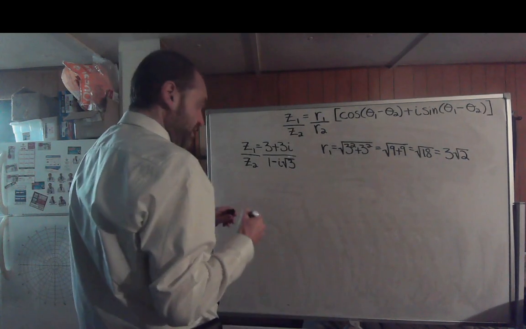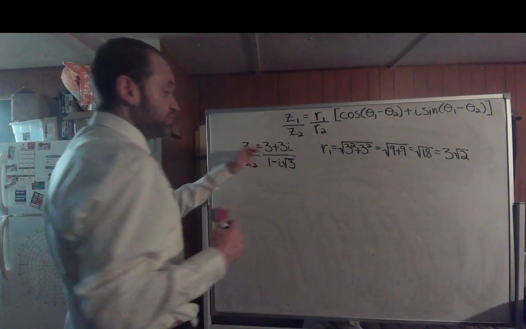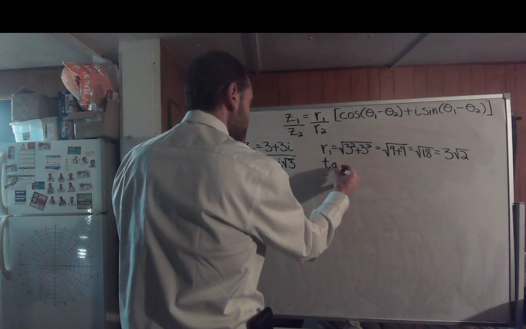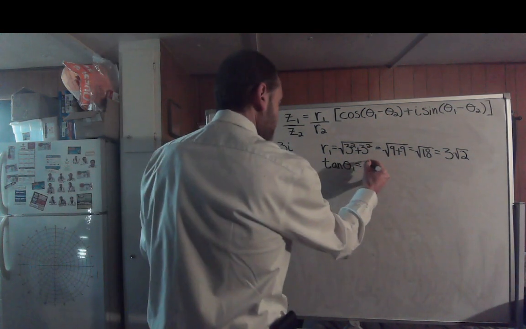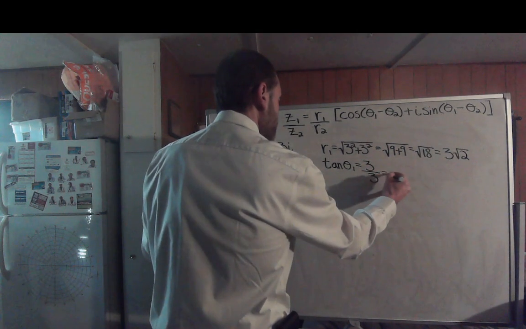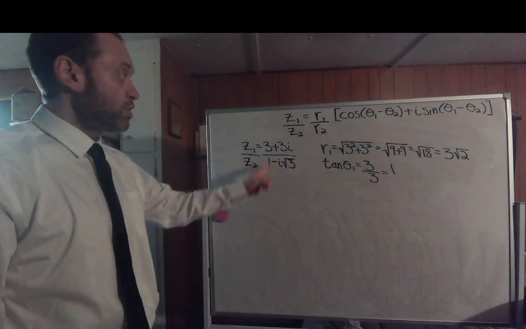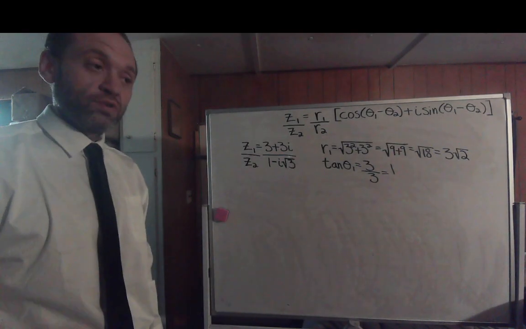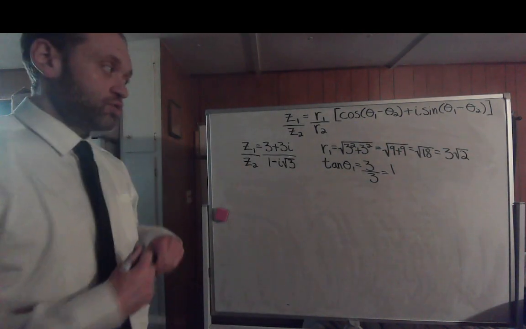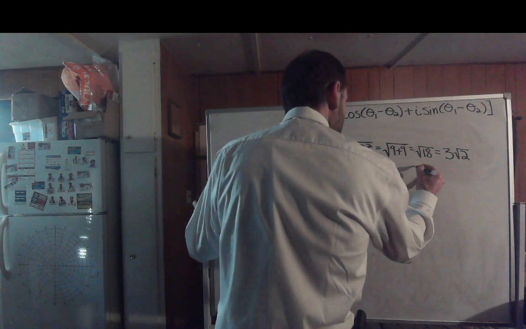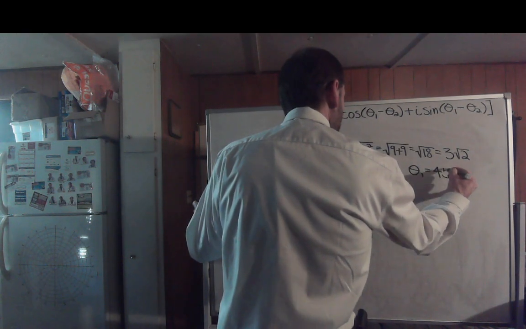Now let's find theta sub 1. Alright, so you're going to go based off of z sub 1, so the tangent of theta sub 1 is going to equal, of course, 3 over 3, which is just 1. And if you notice for z sub 1, both your a and b are positive, so you'll be in the first quadrant. What angle gives you a tangent of 1 in the first quadrant? That would just be 45 degrees, right? So theta sub 1 would be equal to 45 degrees.